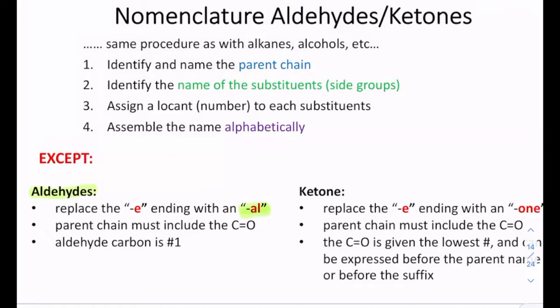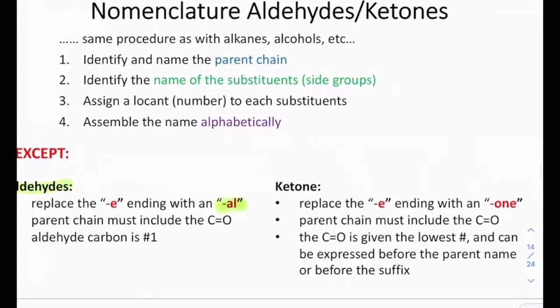Also, the aldehyde needs to be put at position 1. So when you're numbering the parent chain, the aldehyde is carbon 1. If we look at ketones, we're going to replace the E at the end of ANE with ONE. So that's where we get the ketone. Parent chain has to include the carbonyl again, and the carbonyl is given the lowest possible number. And again, it can be expressed before the parent name or before the suffix, just like alcohols and alkenes.